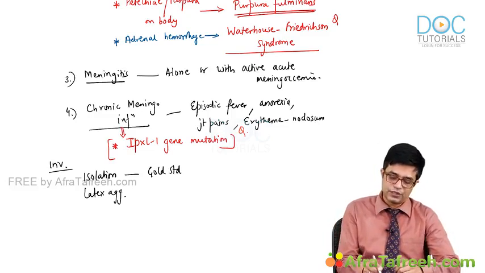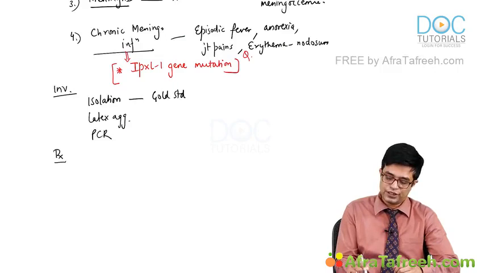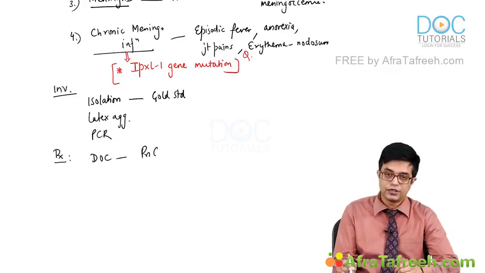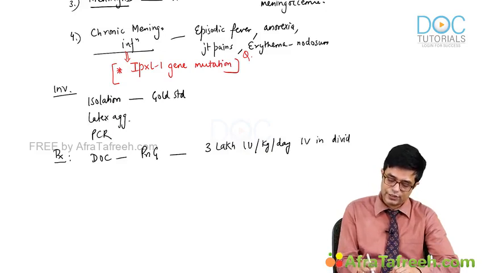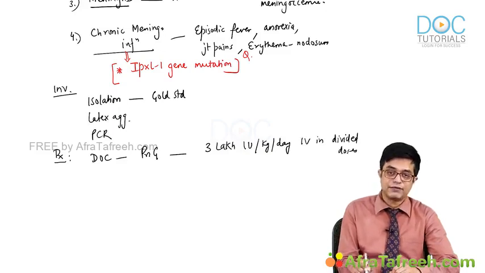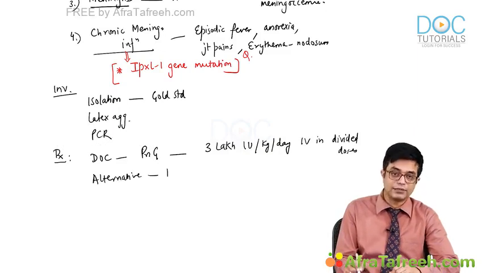So, therapy, treatment, drug of choice is penicillin G. The dose is 3 lakh international unit per kg per day intravenously in divided doses. A useful alternative or first line therapy is IV ceftriaxone. In very young children, you can also use IV cefotaxime.